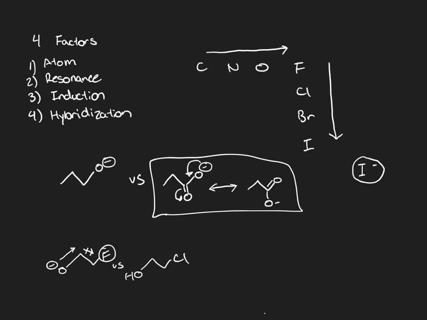However, the trend for induction is the opposite of that of the atom, because fluorine is the most electronegative, and then it goes chlorine and bromine and iodine. So as you go up the periodic table, that increases the electronegativity. So this molecule would be a more acidic molecule than the one on the right.